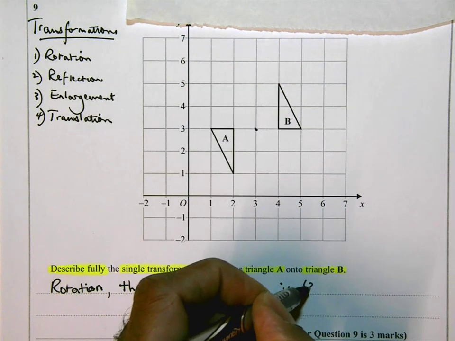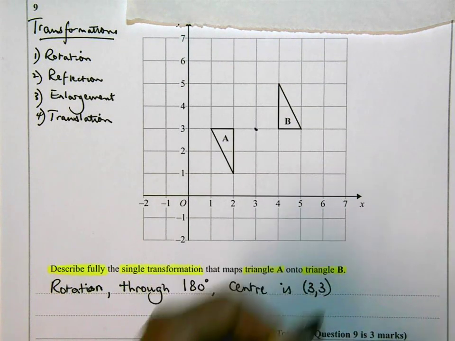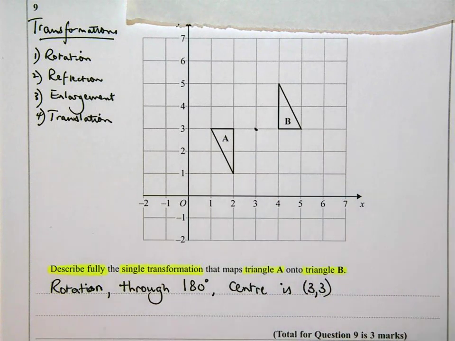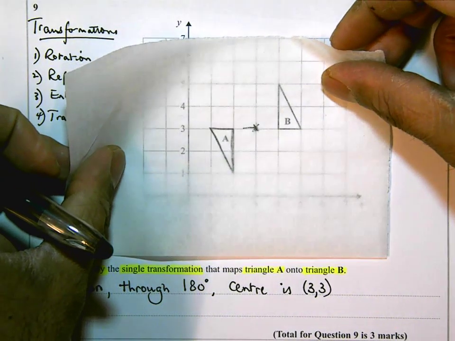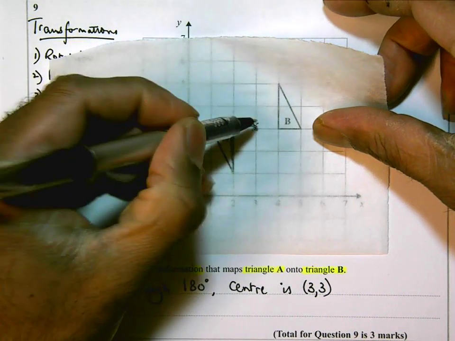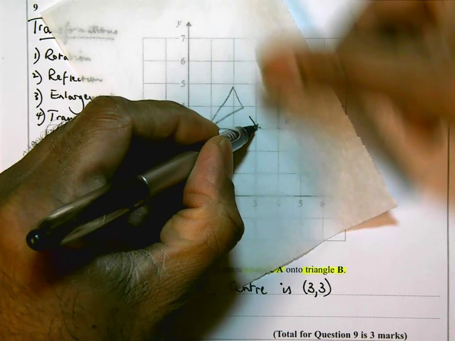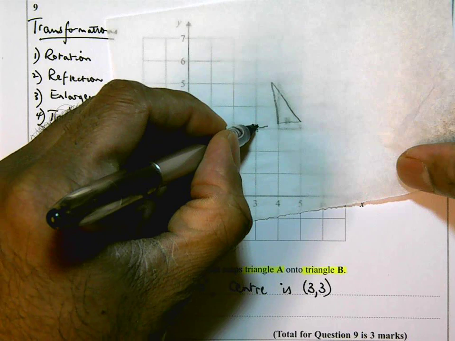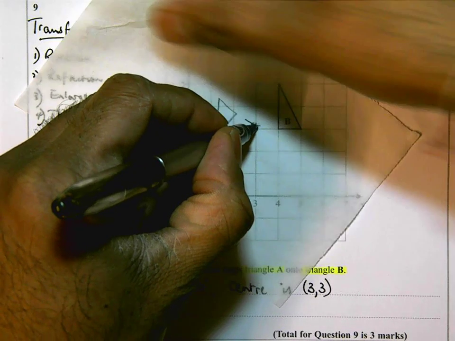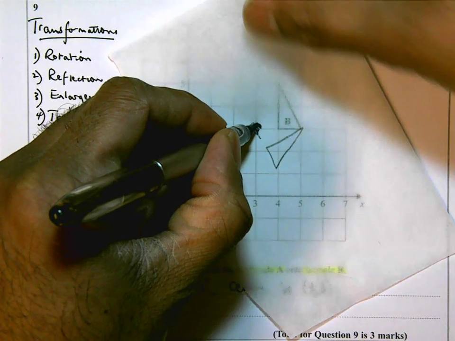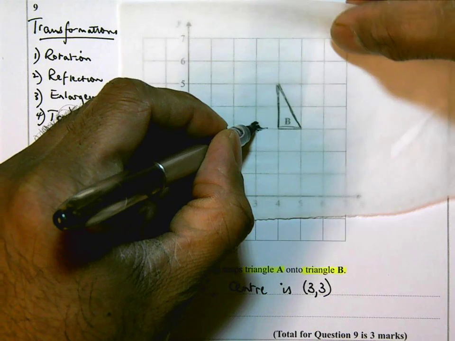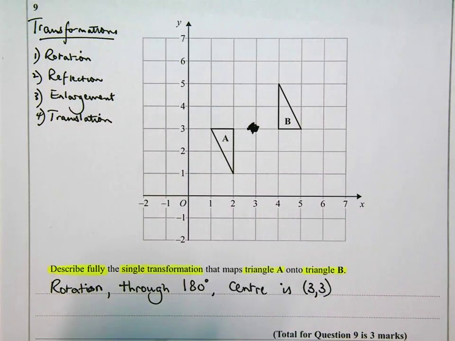And now, do you need to say that it's going clockwise or anti-clockwise? Well, in this case, you don't, because it's going through half a turn. If I turned it clockwise, it would still end up on B from A. If I turned it anti-clockwise, it would still end up there as well. So you don't need to say whether it's clockwise or anti-clockwise.